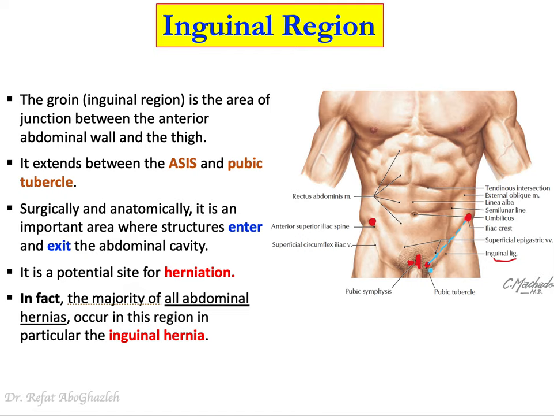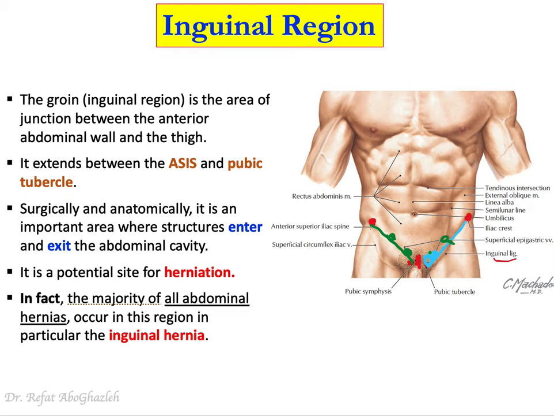Okay, so above and lateral to the pubic tubercle is the superficial inguinal ring. Remember, it's above the inguinal ligament. And again, this is the inguinal ligament, midpoint here. Just go up 1 centimeter. This is the deep inguinal ring. Similarly, on the other side, right? And in between this area is the inguinal canal.